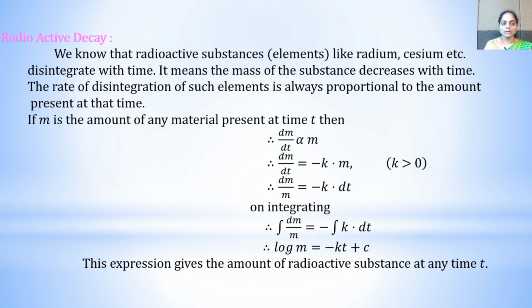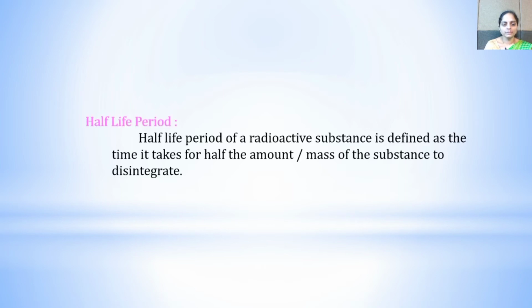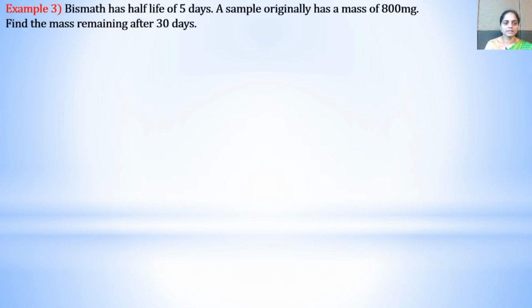Students, to solve the examples on radioactive decay, you must remember this expression: log m is equal to minus kt plus c. You must also remember the definition of half-life period. The half-life period of a radioactive substance is defined as the time it takes for half the amount or mass of the substance to disintegrate. Here is the example on radioactive substances.